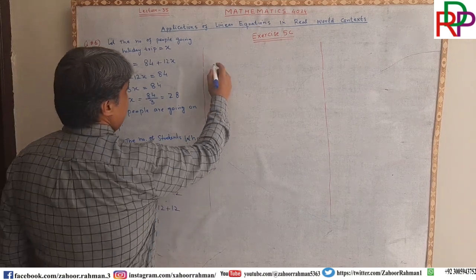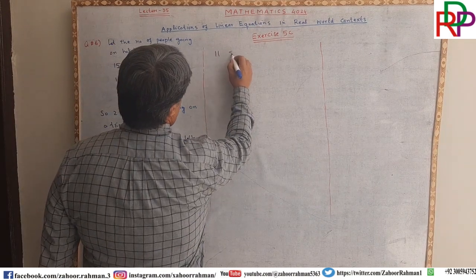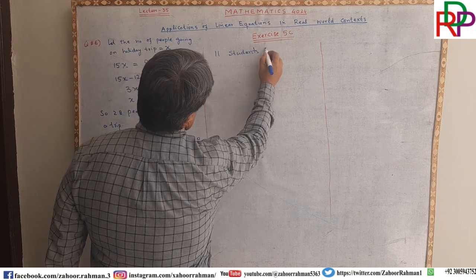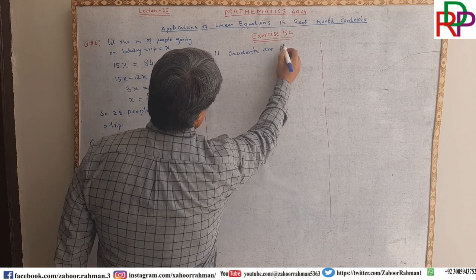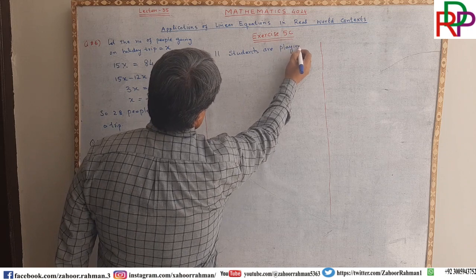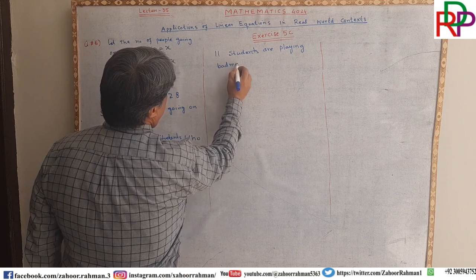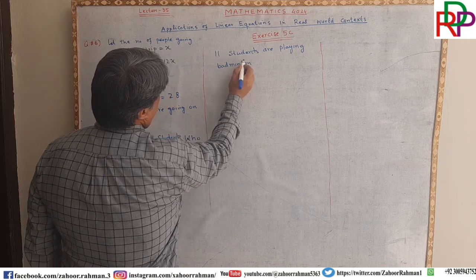It means that 12 students are playing badminton now.